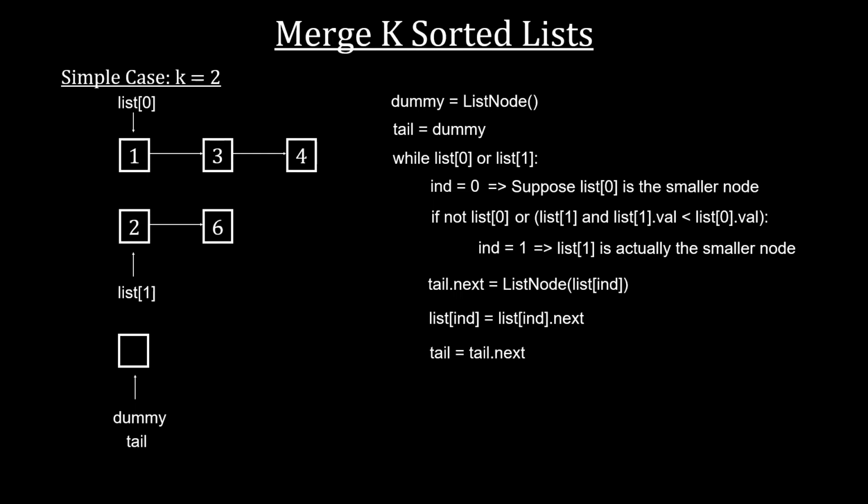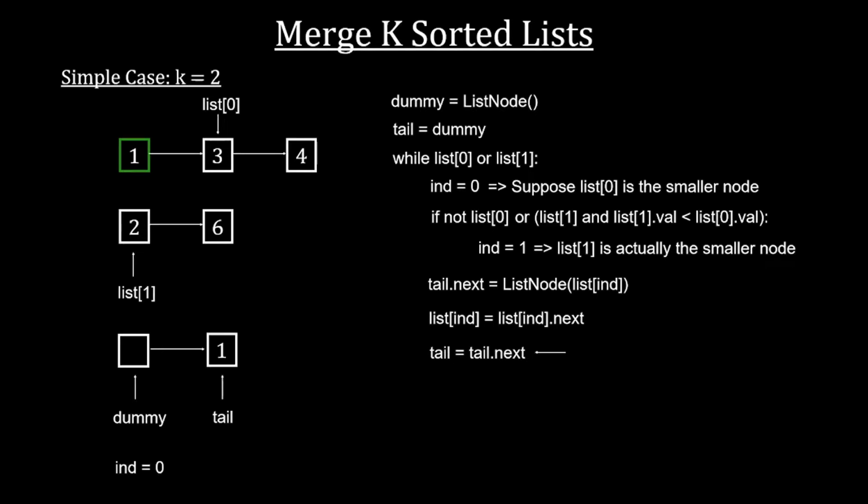Now let's see how this algorithm works on this simple example. And we enter the while loop. List 0 or list 1 holds true. So we initialize index with 0. We suppose that list 0 is the correct node. And then we check for list 1. Is list 0 null? No, it's not. Or, is list 1 not null? Yes. And the value of list 1, which is 2, is it less than the value of list 0, which is 1? No, it's not. So we don't execute what's inside this if statement, and we move on. We create a new node of value 1. We increment list 0, and we increment tail.